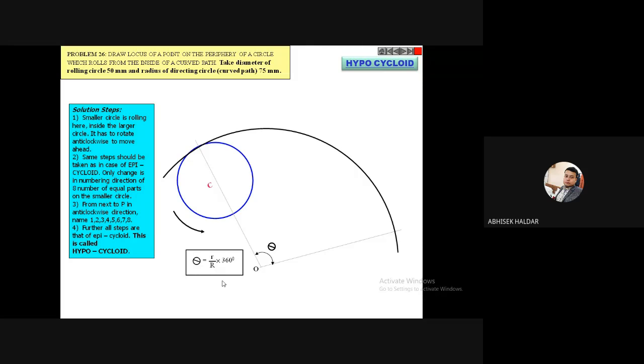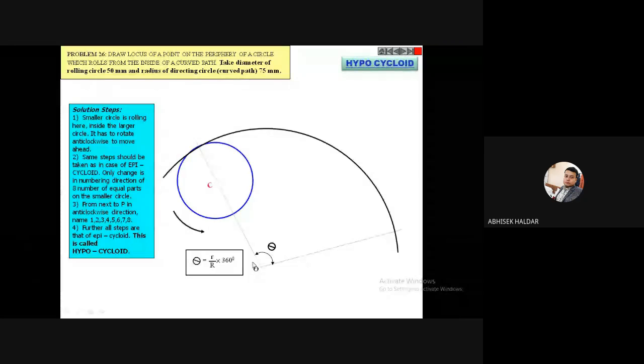Is this clear? All of you tell me, what is this angle and why are you taking this angle? Okay. So that is basically similar. Those who have understood the last class should not be confused, because I have used the same equation. So here also, this rolling circle is creating an angle at the center of the directing circle.